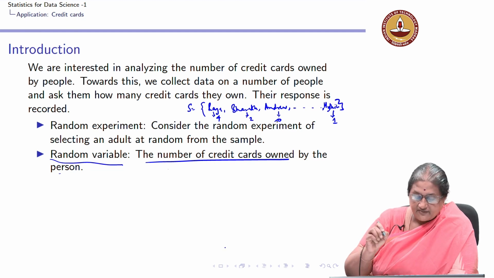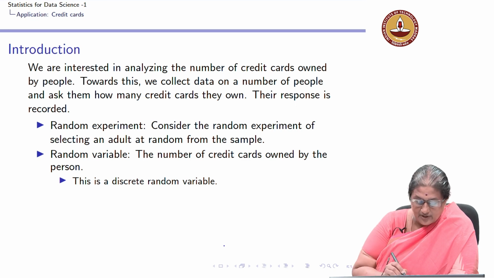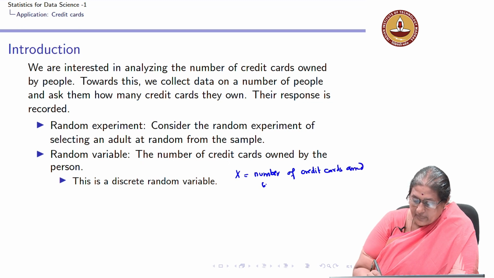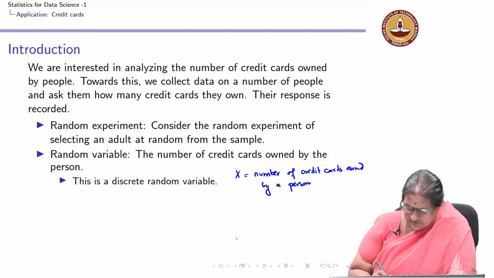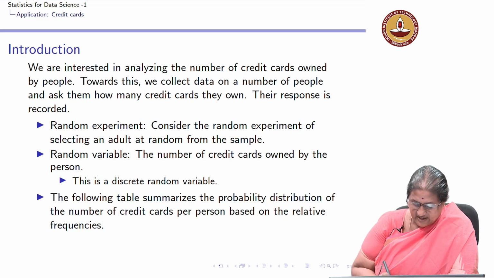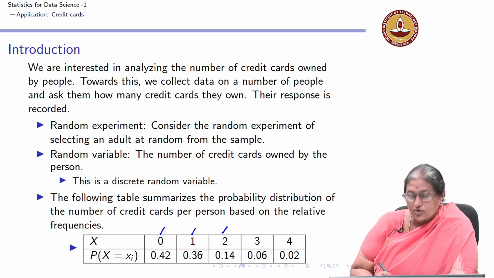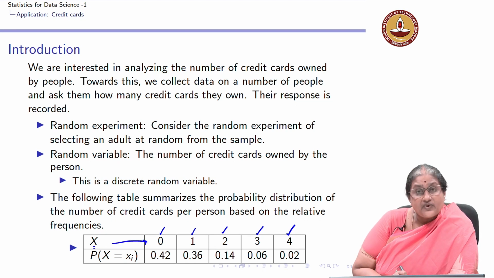I can see that the number of credit cards is a discrete random variable. Let me denote that by X. So, X is the number of credit cards owned by a person. Now, this takes discrete values because I cannot own 1.5 credit cards. A person either owns no credit card, or 1 credit card, or 2, or 3, or 4 credit cards. So, the values that this random variable X takes are 0, 1, 2, 3 and 4.